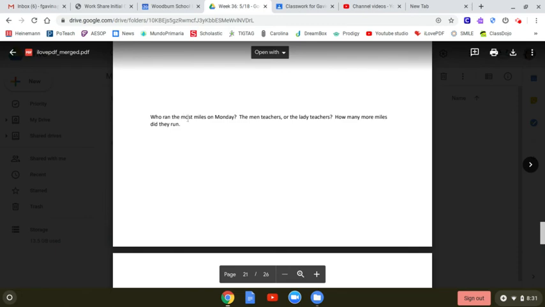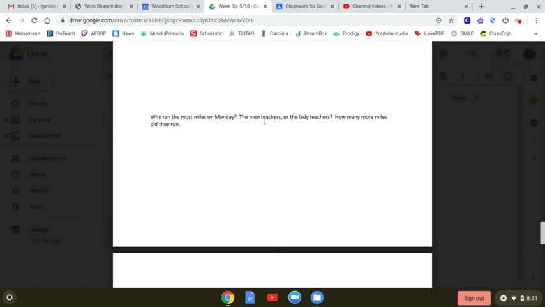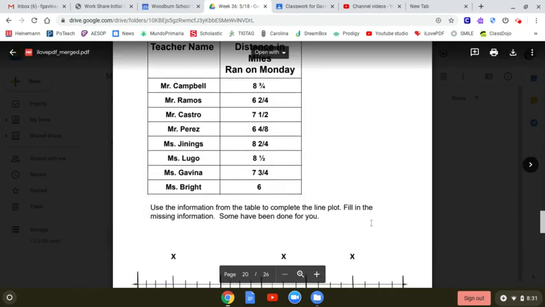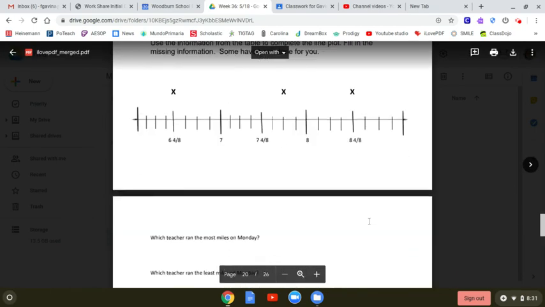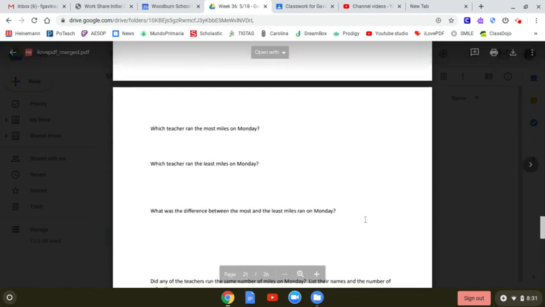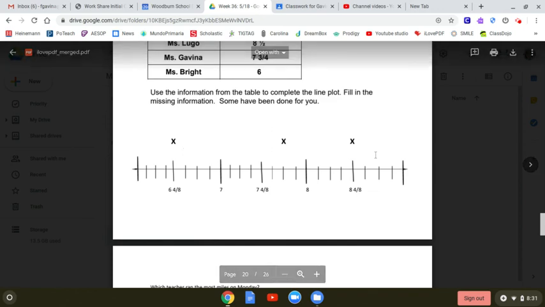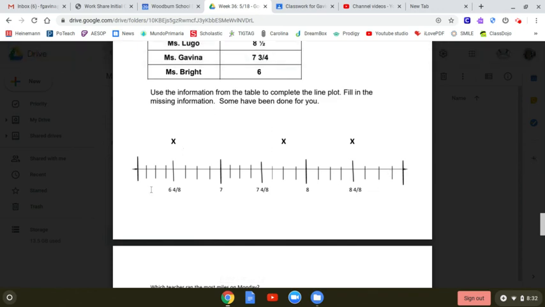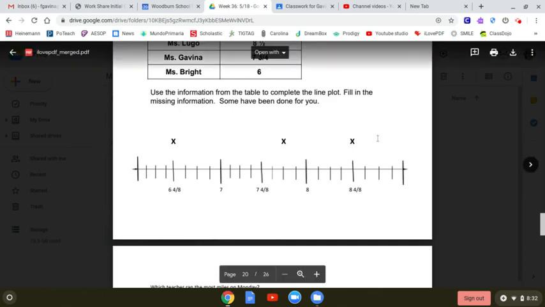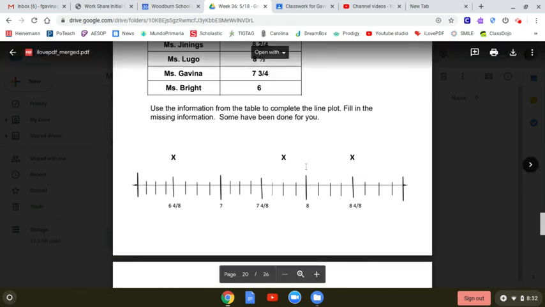Who ran the most miles on Monday, the men teachers or the lady teachers? How many more miles did they run? Okay, that is it for this one. There are 5 questions that you have to answer and then complete the line plot. Once again, I'm going to make another video explaining how Mrs. Avila was able to make this line plot and how to finish it off, because there are some components that are missing.